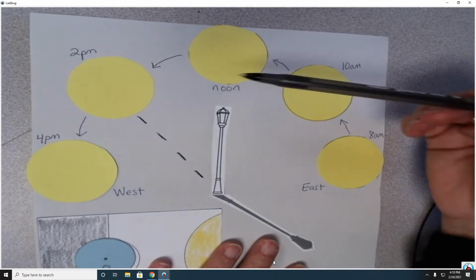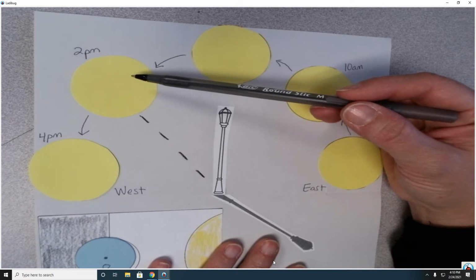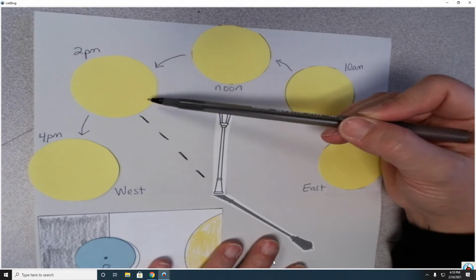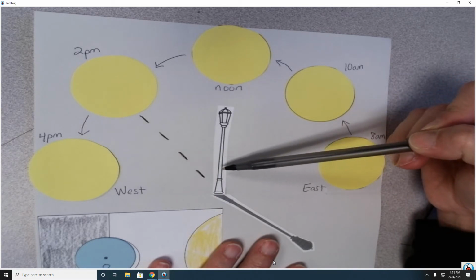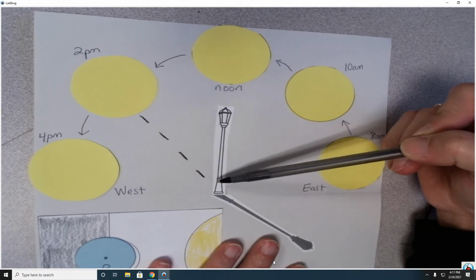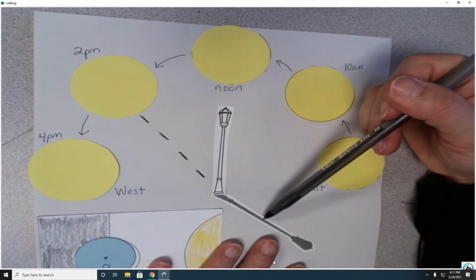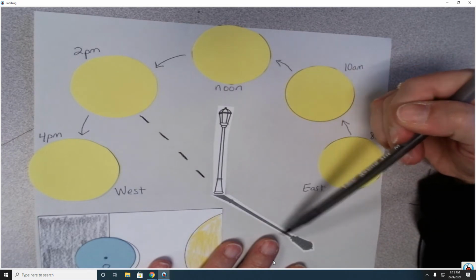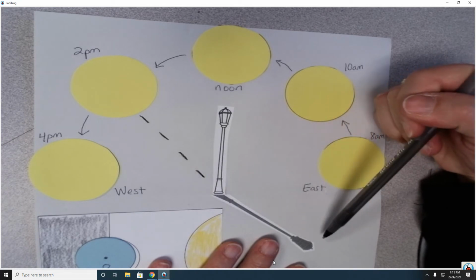So let's just use the example of our 2 p.m. sun. Let's say that we have a lamppost, and here is the sun's light. It's being cast to the lamppost, and we see that the shadow of the lamppost is going to be in the opposite direction of the sun. So it's going to fall back this way.